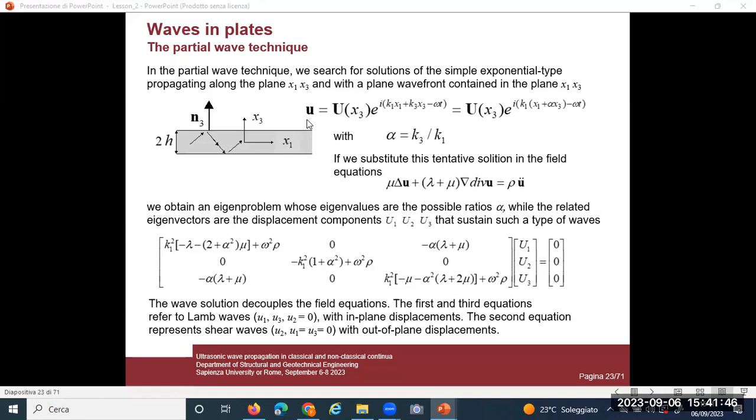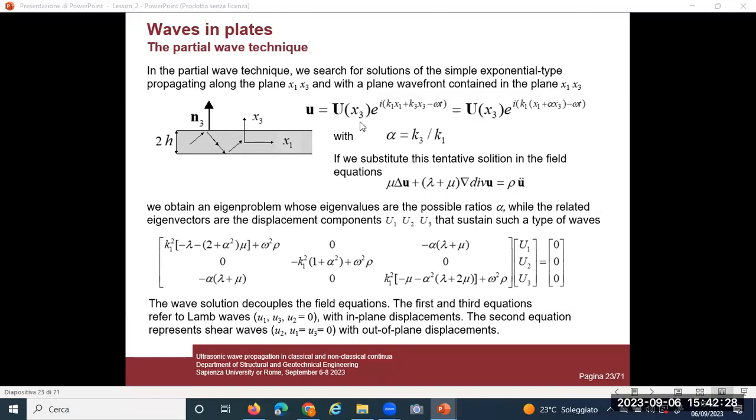Similar to what we did in the case of the three-dimensional material, you remember that we had a wave number which was a vector, because it was just k, the modulus, times n, which is the normal to the wave front. What do we do now? We say, okay, we assume that the wave has to propagate along x1. Therefore, we assume a solution which has this form.